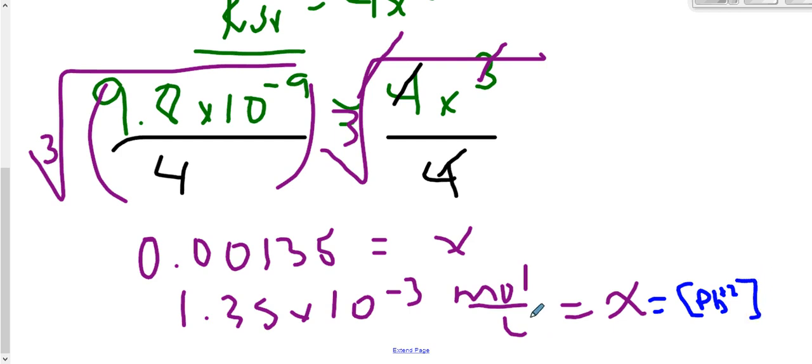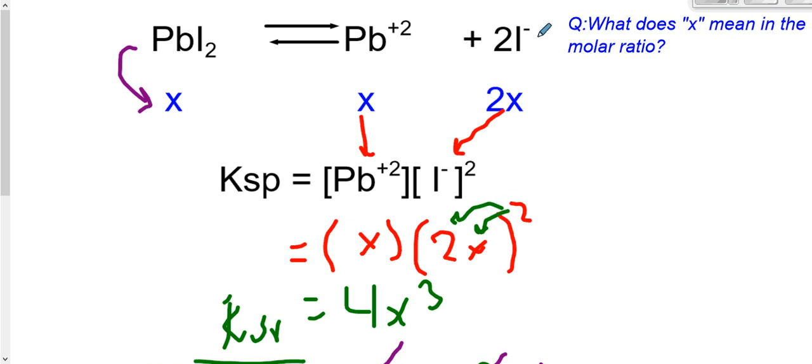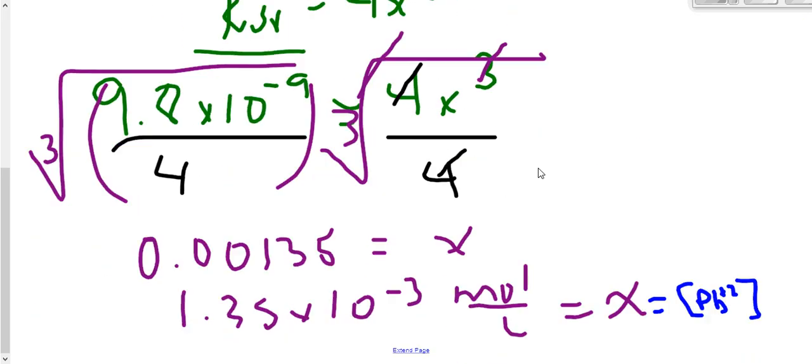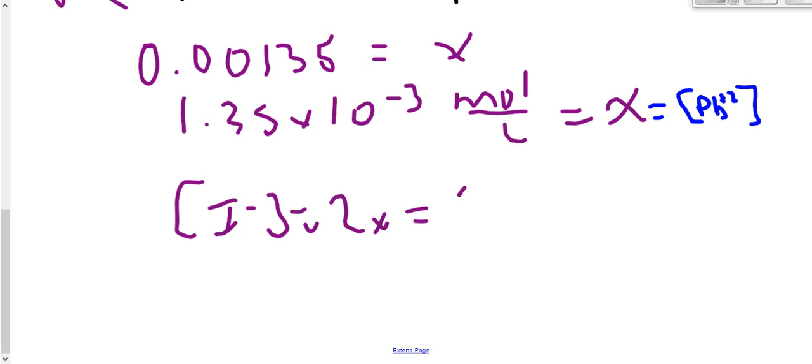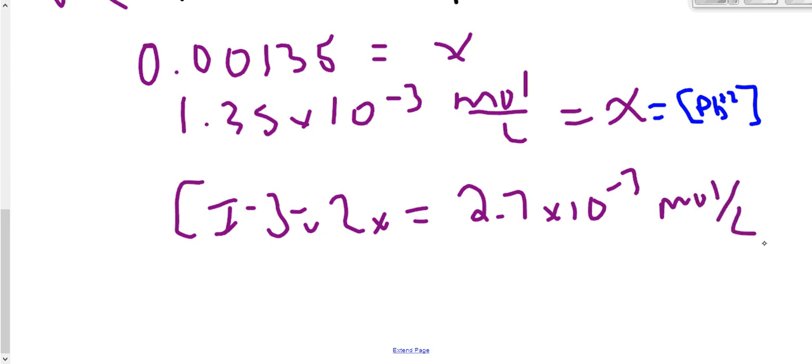Because what if they had asked me, what is the concentration of iodine? Iodine's concentration isn't x, it's 2x. Had they asked me the concentration of iodine, and they will, we'll definitely have questions where we ask you to solve for that, the concentration of iodide ion would be 2x. So it would be 2.7 times 10 to the minus 3 moles per liter, twice as much. So we have to be careful once we've solved for x that we stop and ask, have I actually answered the question?